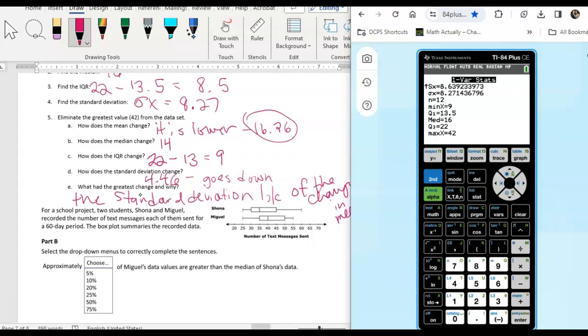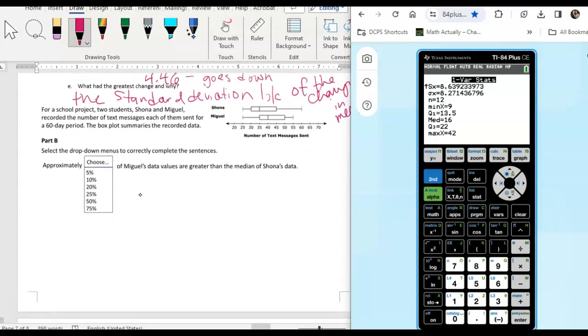All right. Let's take a look at this next problem. So the next problem is a continuation of a CAPE problem that you looked at before. For a school project, 2 students, Shona and Miguel, recorded the number of text messages each of them sent for a 60-day period. The box plot summarizes the recorded data. So select the drop-down menus to correctly complete the sentence. Approximately what % of Miguel's data values are greater than the median of Shona's?